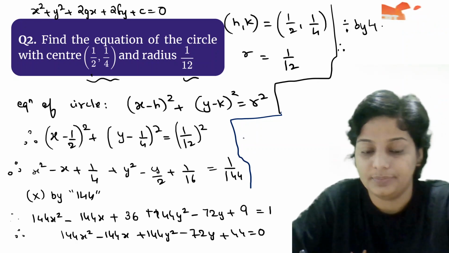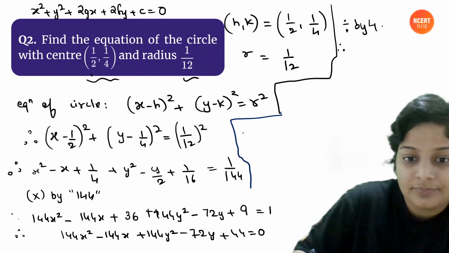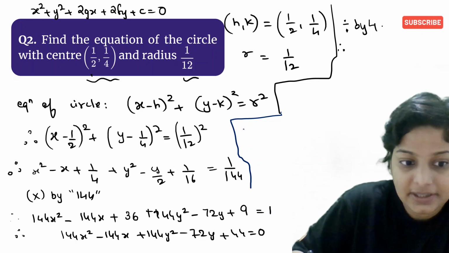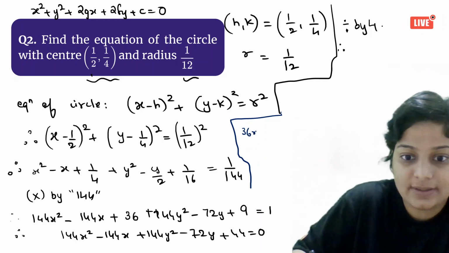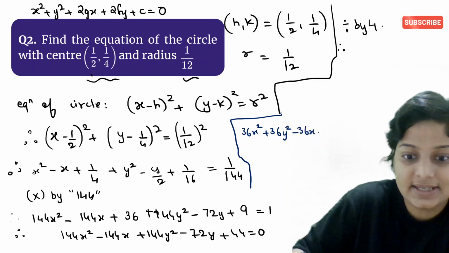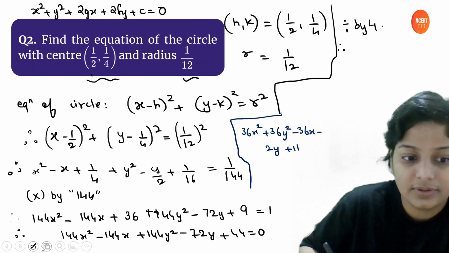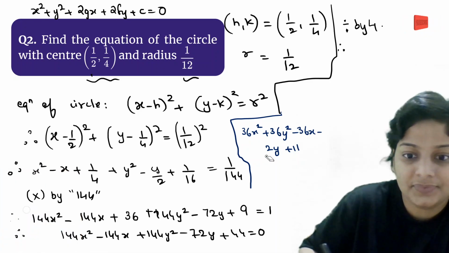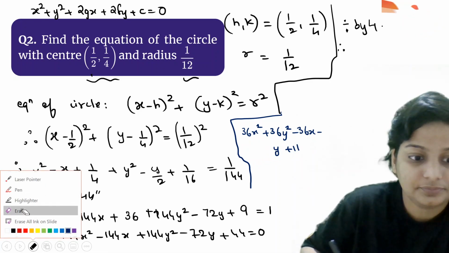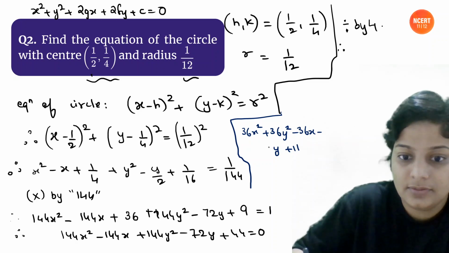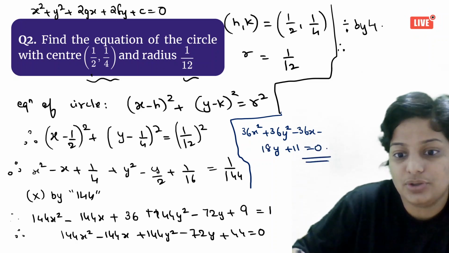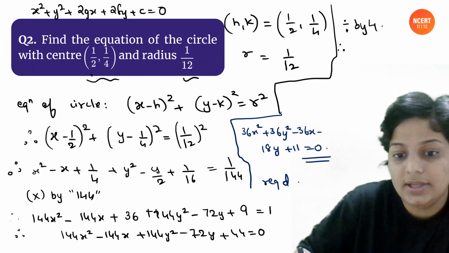Shall I write it over here? Yes. So 144 divided by 4, 36x square plus 36y square minus 36x minus, not 2, we are dividing by 4, am I right? So यहाँ पे क्या आएगा? 18y plus 11 equal to 0. This is the required equation.